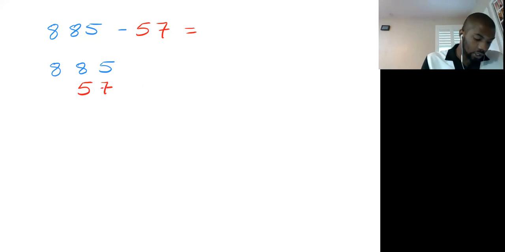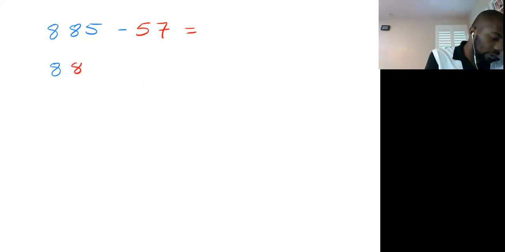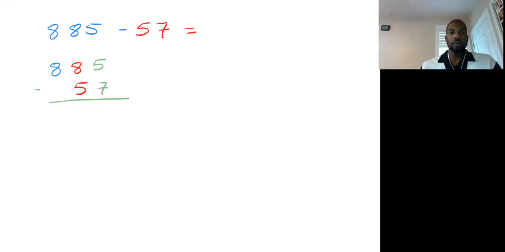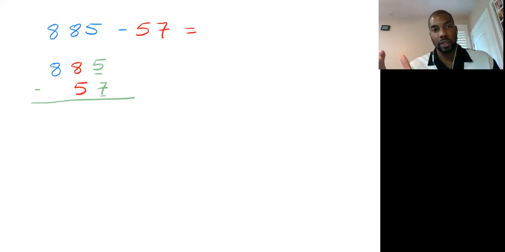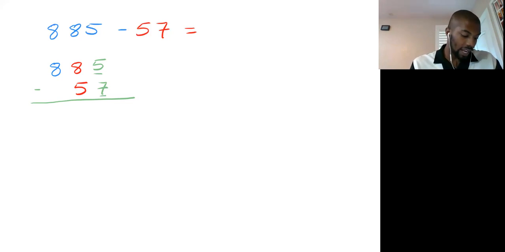Again, I'm going to color code these so that we can track where all of our numbers are. The hundreds place will be blue. The tens place will be red. The ones place will be green. I put my subtraction sign over here. And just like in addition, I start at the end. What is 5 minus 7? We can't do that, so we need to borrow from the 8.